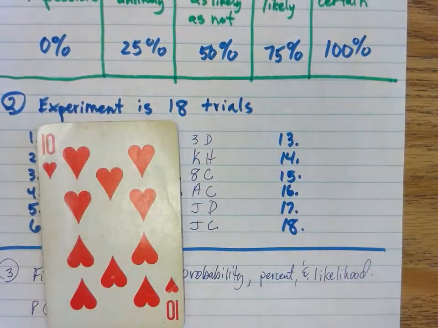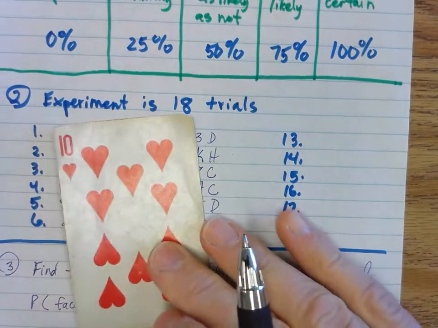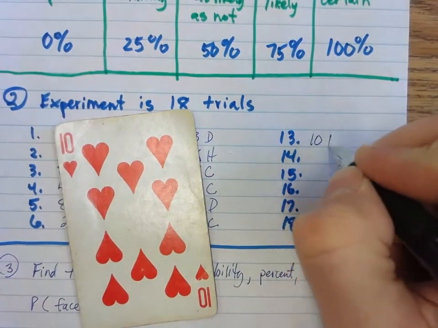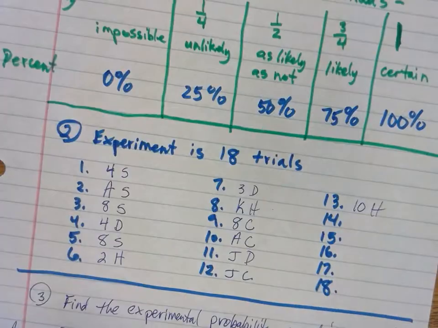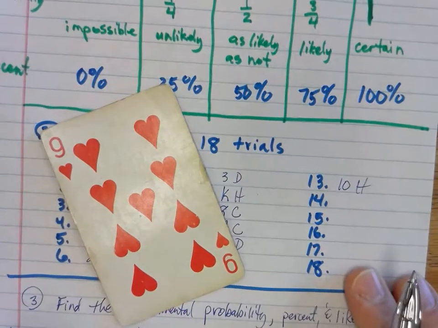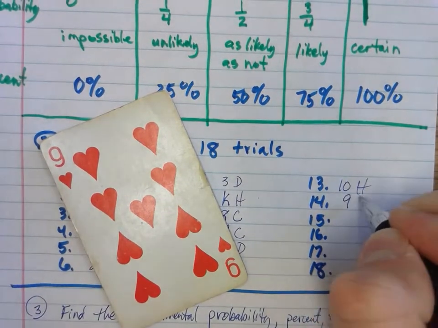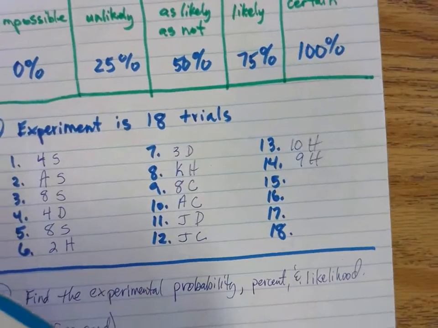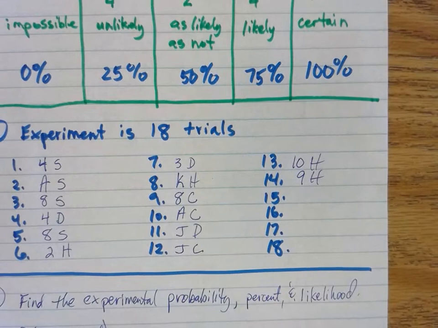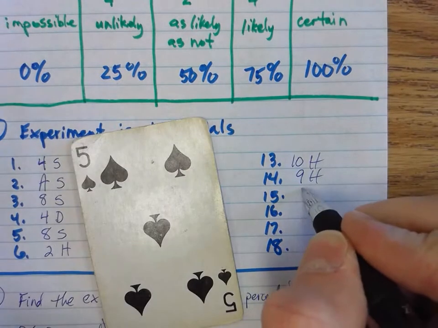And I'm pulling out that one. That's a 10 of hearts. Take it back in there. Let's see. We're going to get a 9 of hearts. Oh gosh, 10 of hearts, 9 of hearts. And the next one's going to be the 8 of hearts. So 10 of hearts, 9 of hearts. Let's see what we got down here at this end. 5 of spades.